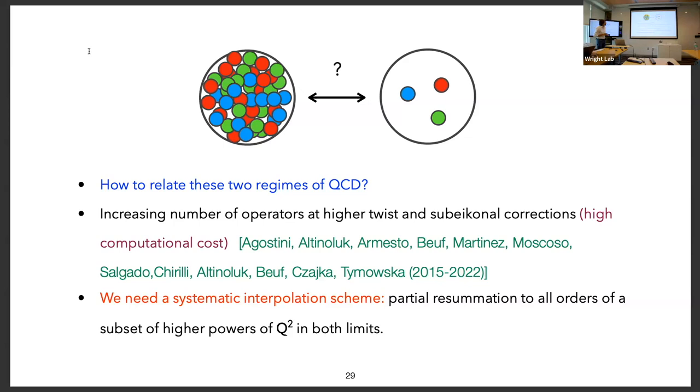How can we achieve such an interpolating scheme that allows us to resum just the right powers of 1 over S that allow me to go from this region to this one, or the right powers of 1 over Q squared that allow me to go from this to the saturation region.